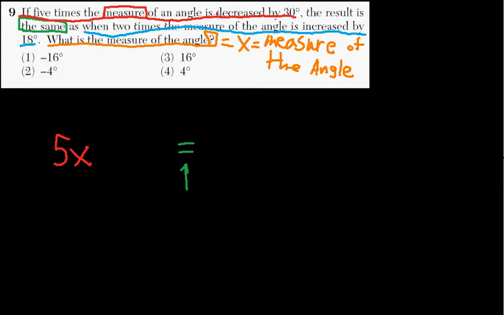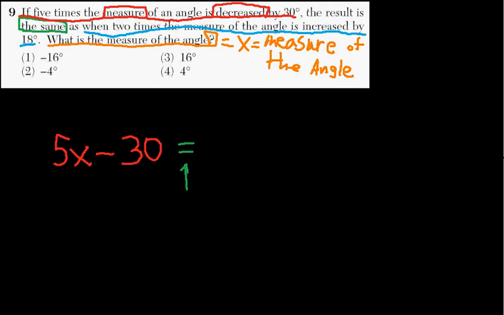5 times the measure of this angle is decreased by 30. Well, decreased sounds like subtraction. So decreased by 30, so minus 30. And that's that whole red sentence. There's nothing else really there. So if 5 times the measure of an angle is decreased by 30, 5x minus 30, the result is the same, equal sign, as, and then the next part in blue.